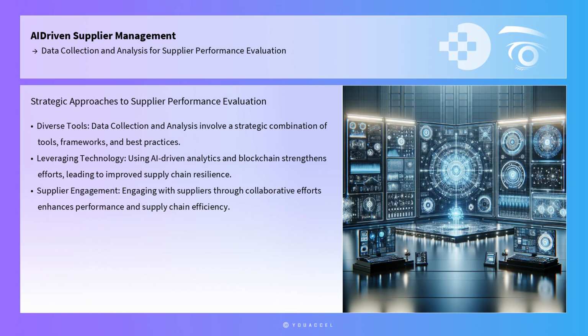To conclude, data collection and analysis for supplier performance evaluation involves a strategic combination of tools, frameworks, and best practices. By employing supplier scorecards, AI-driven analytics, the SPM framework, and ensuring data quality and integration, organizations can effectively evaluate and enhance supplier performance.